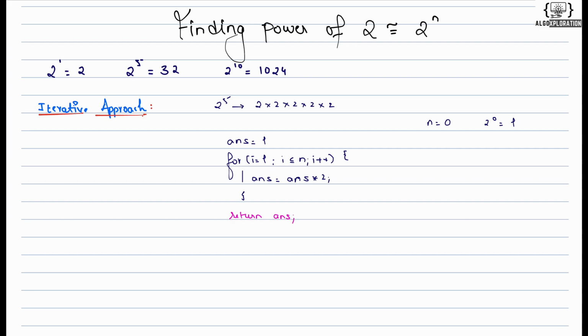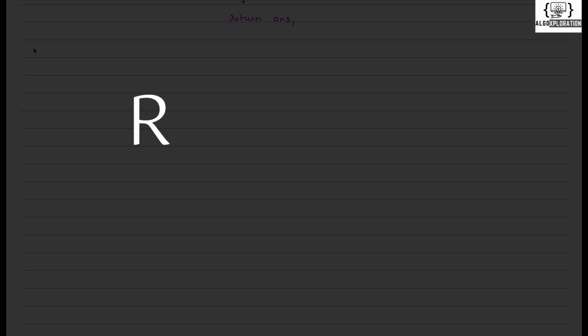So this was the simple iterative approach. If you talk about the time complexity, it will be simply order of n. Why? Because the for loop is running for n times. And if you talk about the space complexity, it will be constant because we didn't take any extra space. So the iterative approach was very simple. Now let's try to design a recursive approach.